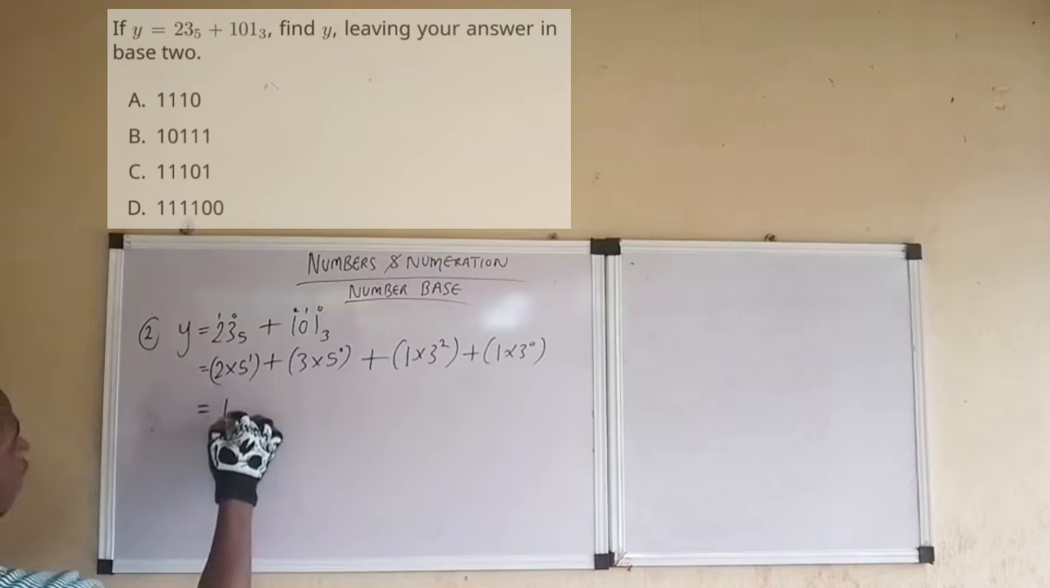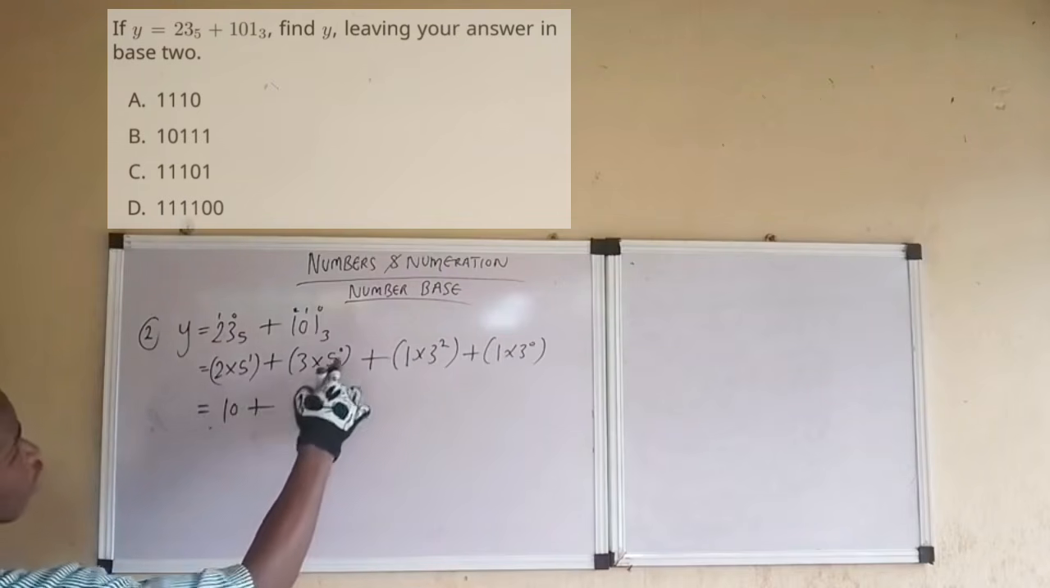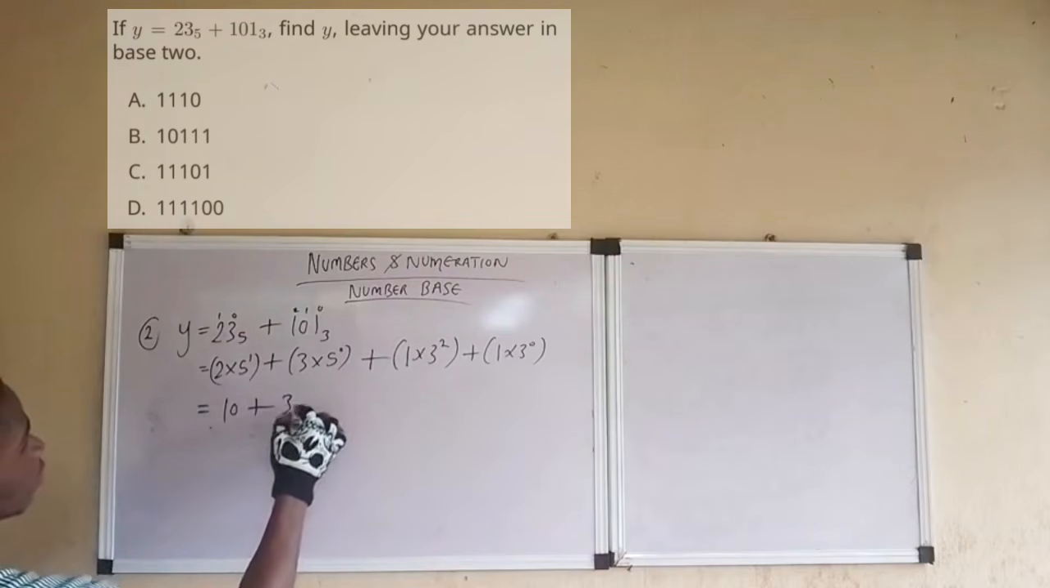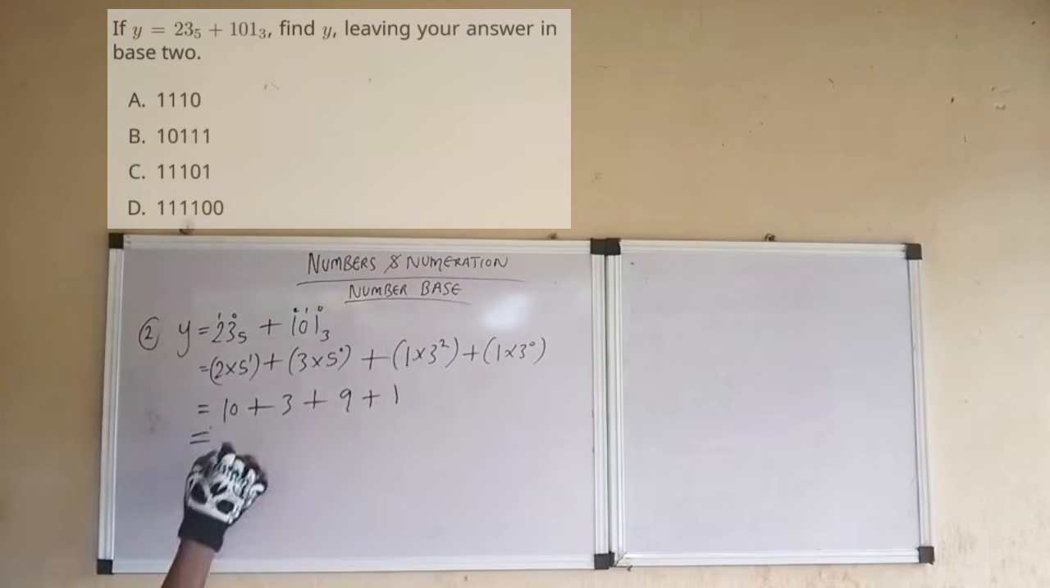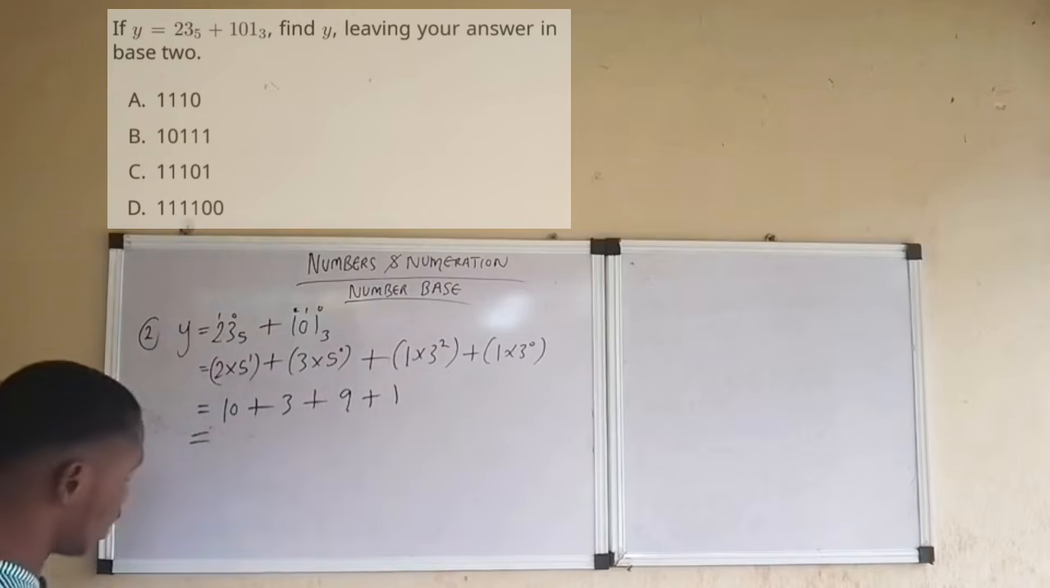Now we have 2 times 5, that's 10, plus, remember, 5 raised to power 0 is 1. 3 times 1 is 3, plus 9, plus 1. We already know those steps, so I don't need to major on it. Now we are having 10 plus 3 plus 9 plus 1. That's 23.